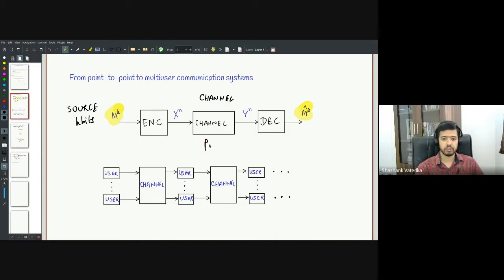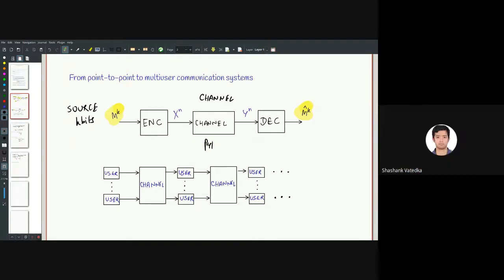So the channel is basically a conditional distribution, and a very simple model that we used for the channel was a discrete memoryless channel, which means that given x1, x2 up to xn, each component of the output is conditionally independent of all the others given the current input. So basically, the channel is modeled through a single conditional probability density function or conditional probability mass function, which we call the transition probability.